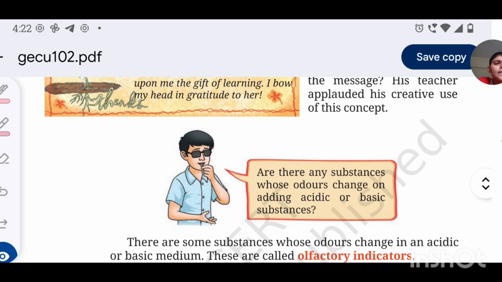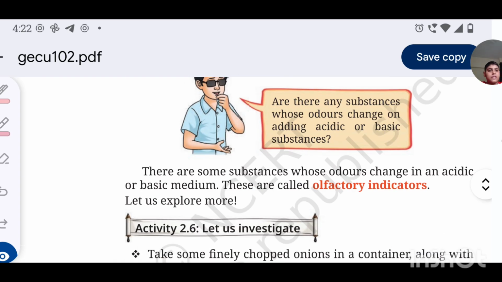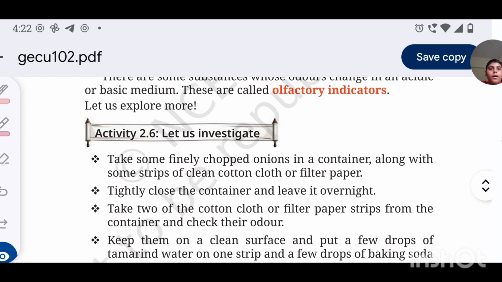Okay, are there any substances whose odour changes on adding acidic or basic solutions? They are olfactory indicators. Now activity 3.2.6: take some finely chopped onion into a container along with some strips of clean cotton cloth or filter paper. Tightly close the container and leave it overnight. Take two of the cotton cloth and filter paper strips out of the container and check their odour.